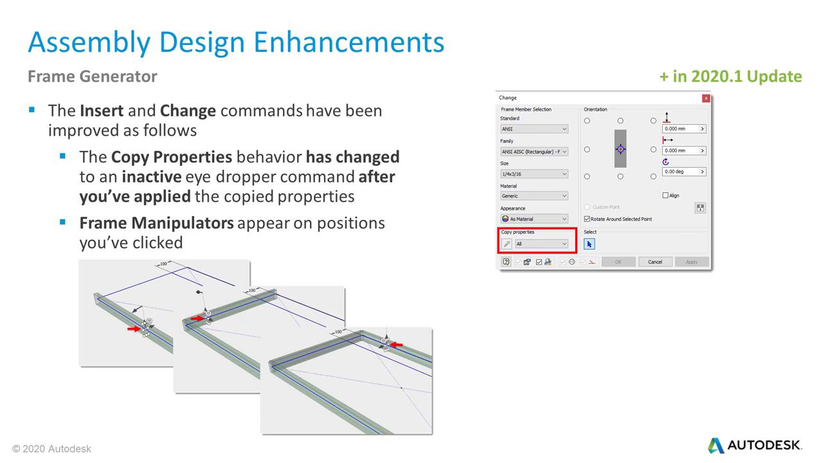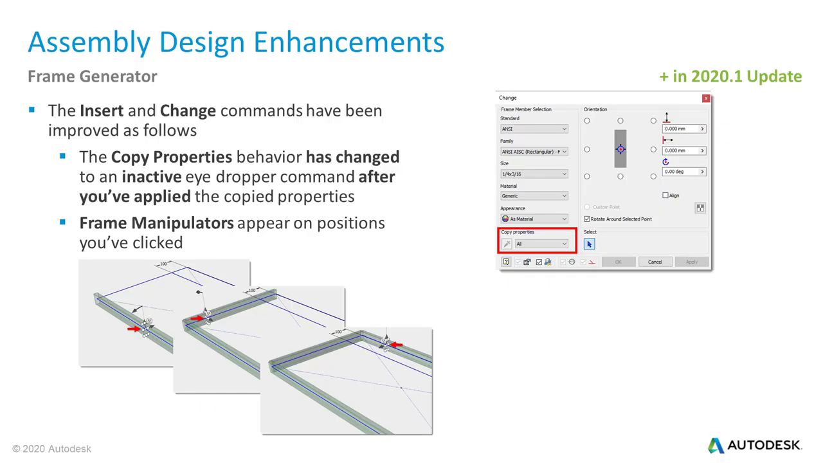So, jumping into the Inventor 2020.1 update. Autodesk made improvements for the insert and change commands. Previously, the copy properties eyedropper stayed active in the insert and change commands, and you had to click the select option to select more frame members to change. This was a bit annoying.